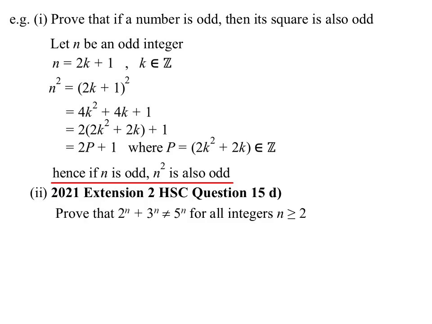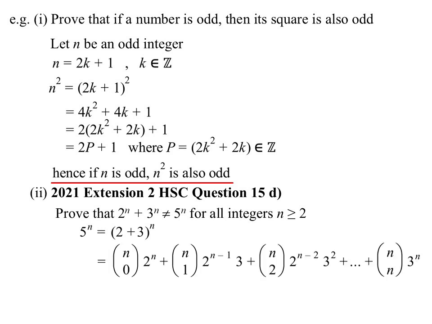Here's one from an HSC a couple of years ago. This time we're going to prove that 2 to the power of n plus 3 to the power of n cannot equal 5 to the power of n for integers n bigger than or equal to 2. So 5 to the power of n. Well, 2 and 3 are the interesting numbers there. I could rewrite 5 as 2 plus 3. So (2 plus 3) to the power of n.